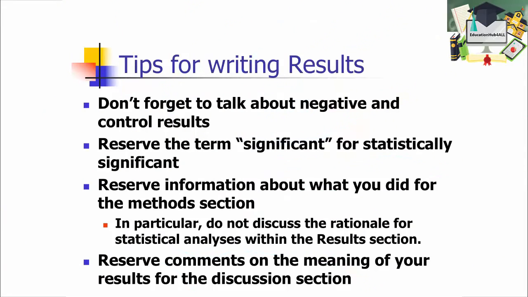But this is confusing for the reader. The results section is about what you found, not what you did. So justify and explain the statistical approach within the methods section. Then in the results section, just tell the reader what those statistical models revealed.